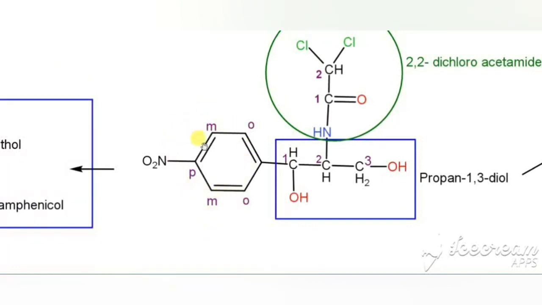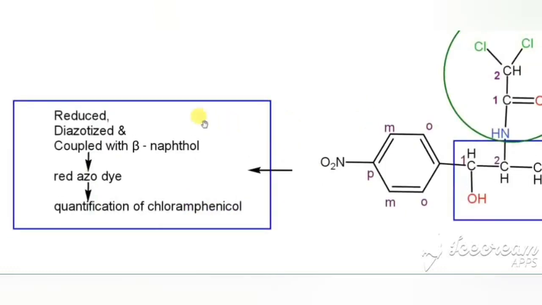Now in chloramphenicol, in the para position, it has a nitro group. Because of the presence of this, it can be reduced, diazotized, or coupled with beta naphthol to form a red azo dye. Because of the formation of this, it is used for the quantification of chloramphenicol.